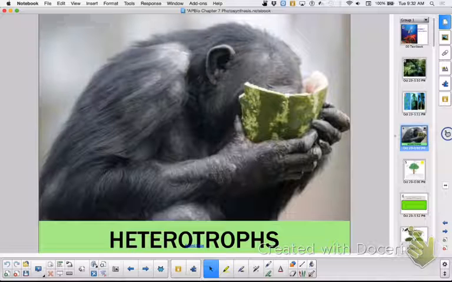Heterotrophs are known as consumers, and they take in preformed organic molecules as building blocks and as a source of energy.